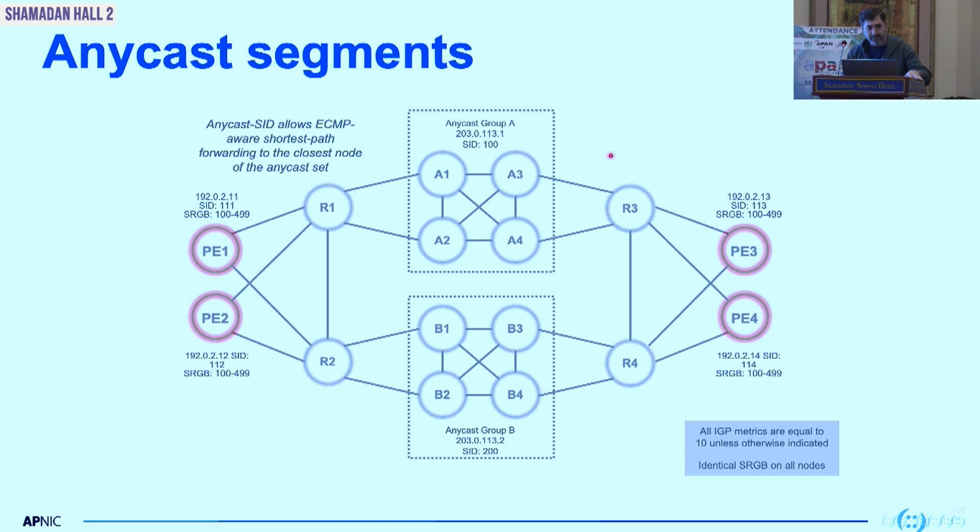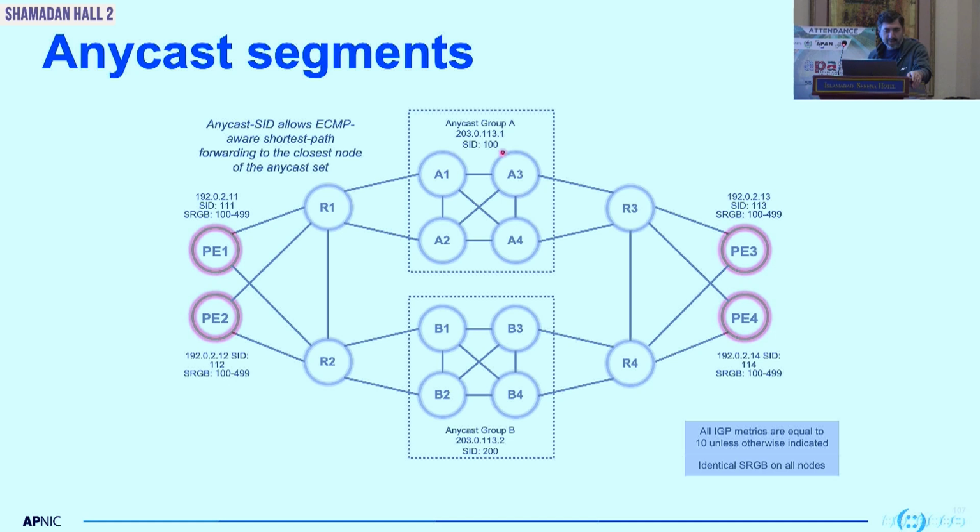So this is our topology. In this case we can see we have two sets of routers in the core network, like the same P routers, but we have two groups, Anycast group 1 and Anycast group 2. Their IP address for all these nodes is 113.1 and 113.2, and the SIDs are 100 and 200.